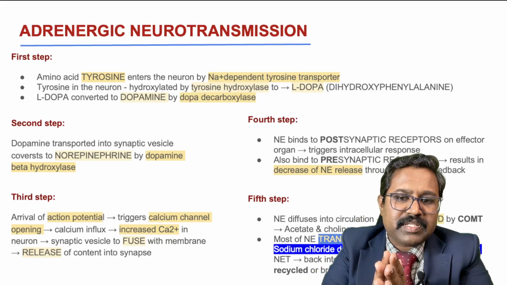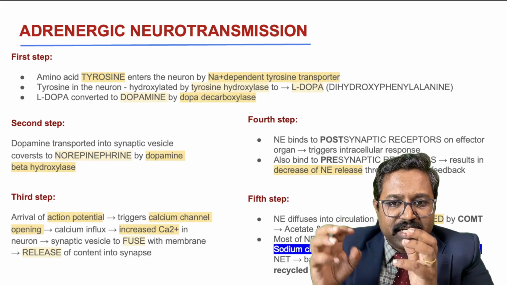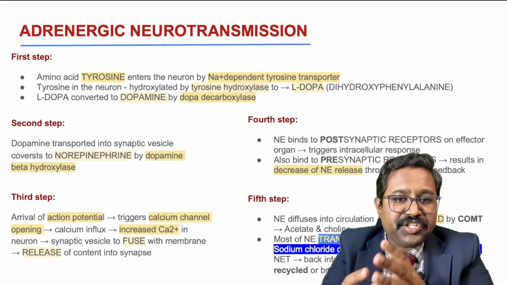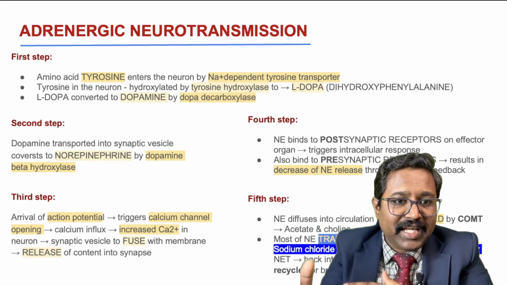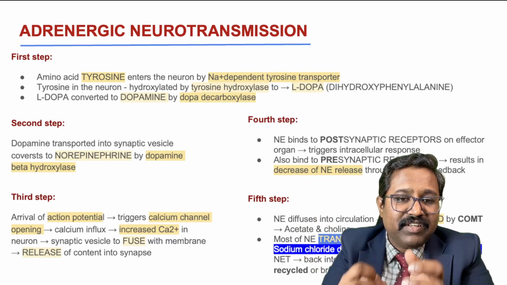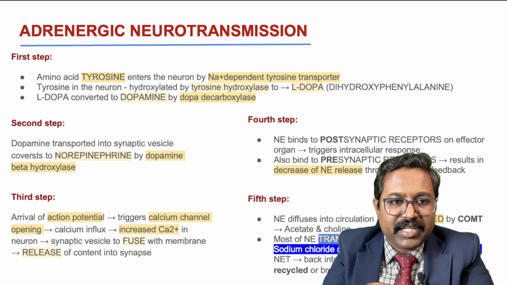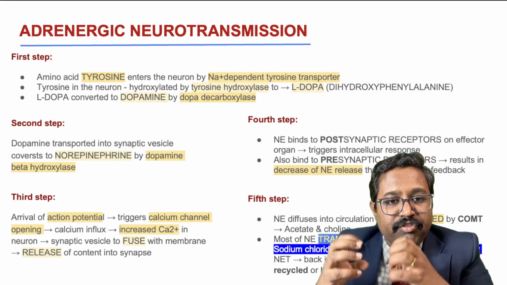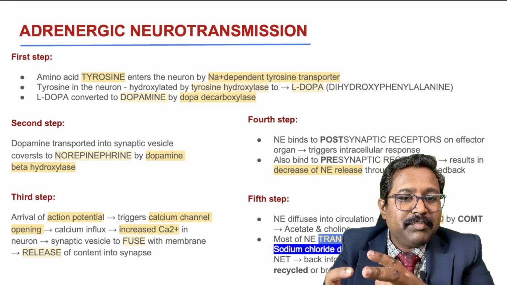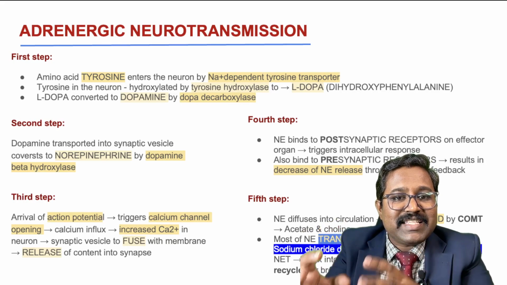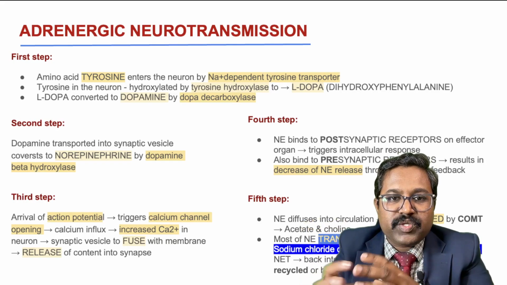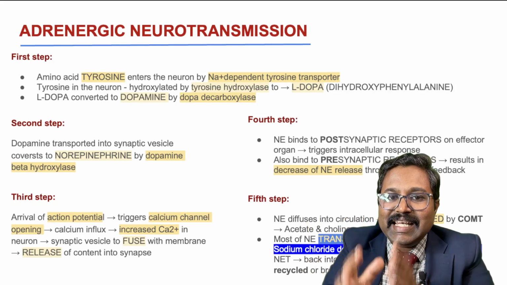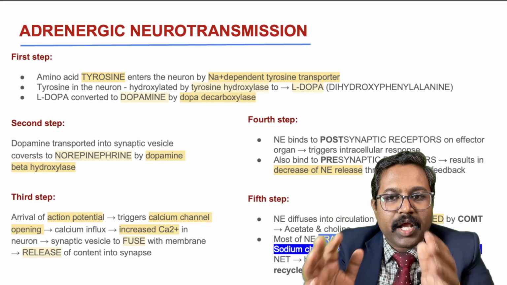In the third step, whenever the action potential arrives, there will be triggering of the calcium channel. The action potential triggers the opening of the calcium channels, leading to calcium influx. That means the calcium enters into the presynaptic nerve terminal. There will be an increase in the calcium in the neurons, which is responsible for fusion of the synaptic vesicle with the presynaptic membrane, thereby the vesicle can release the contents which are there in the vesicle. What is the content that will be released into the synapse? That will be your norepinephrine.